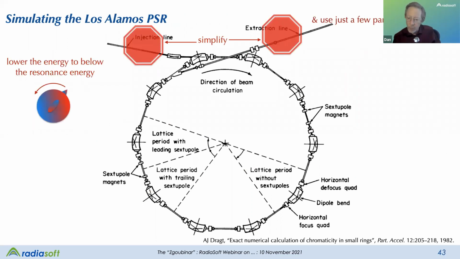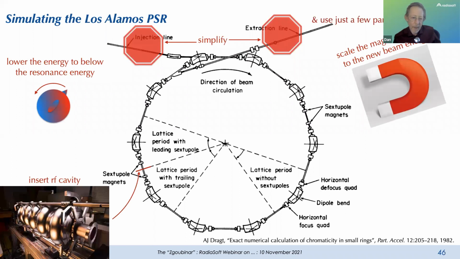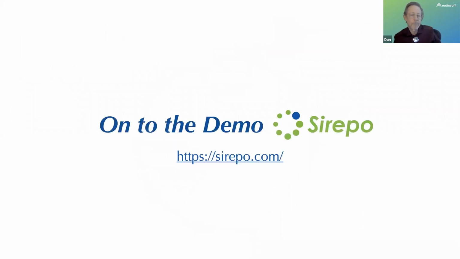We also need to lower the energy to somewhat below the energy of the resonance of interest. Scale the magnetic field to that initial lower energy. Insert an RF cavity in order to accelerate the beam. And we have to remember to turn on spin tracking. So on to the demo.